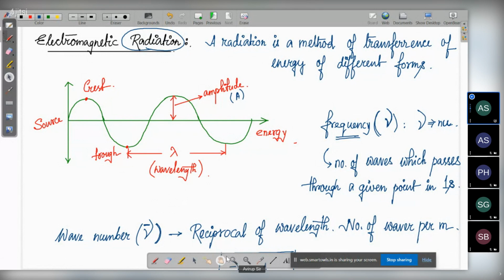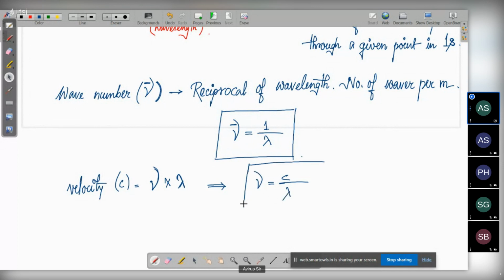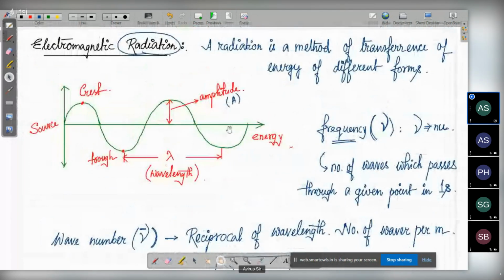Then you also have the velocity of a wave. Velocity c is given by nu into lambda. From here you can also come to a very important formula, that is nu is equal to c by lambda. So nu bar is equal to 1 by lambda, whereas nu is equal to c by lambda. These are the basic ideas of a wave.